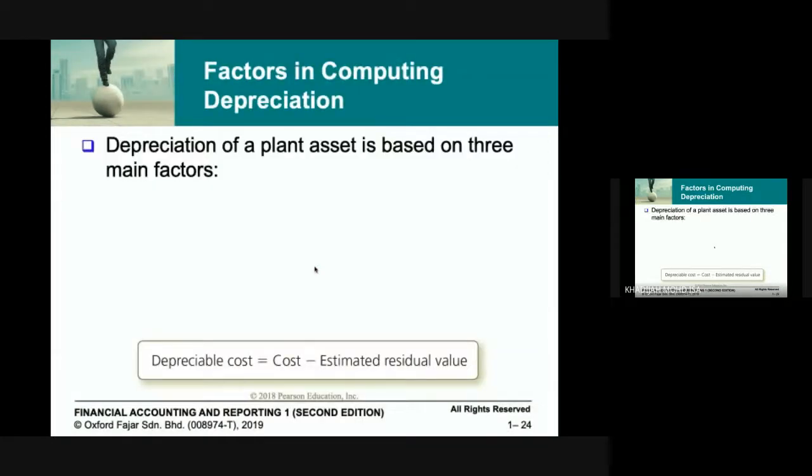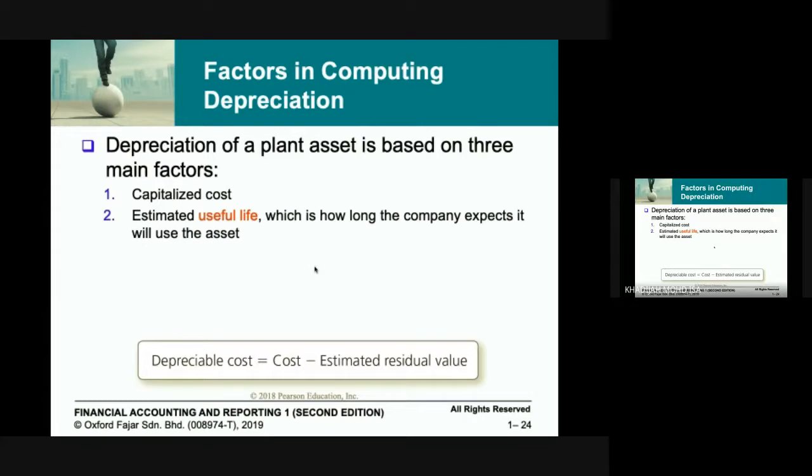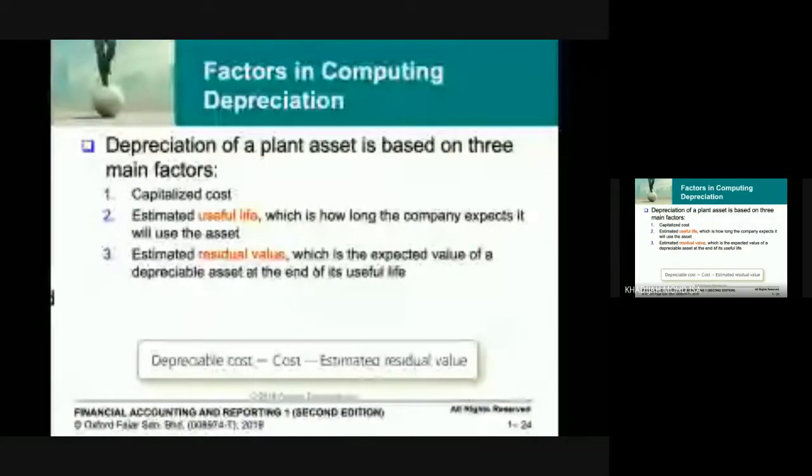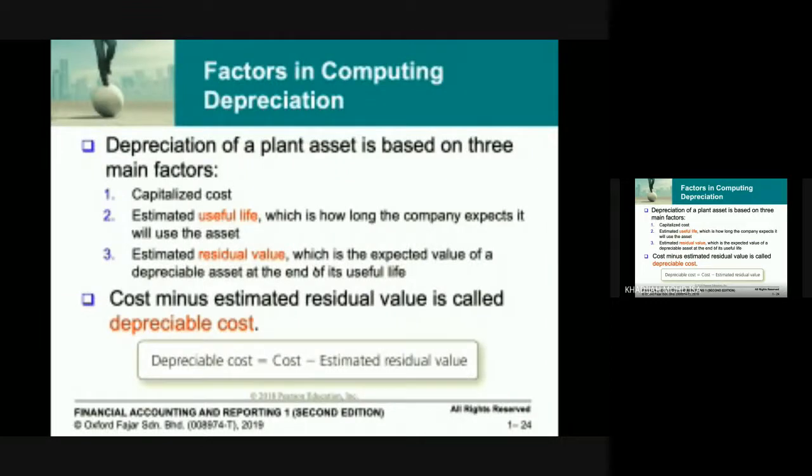Right. So other things you have to consider when you do depreciation: you have to capitalize the cost, and then the useful life, which is how long the company expects to use the asset. And then the estimated residual value, which is the expected value of a depreciable asset at the end of its useful life. Cost minus estimated residual value is called the depreciable cost.